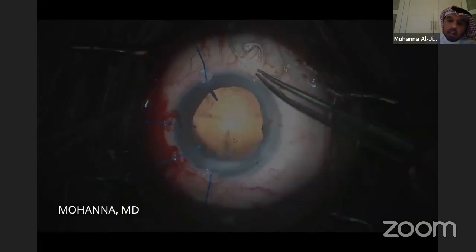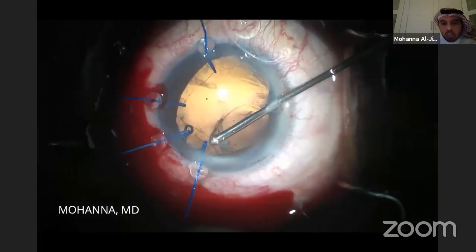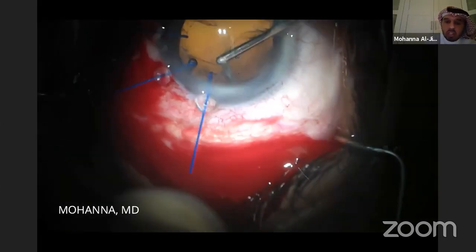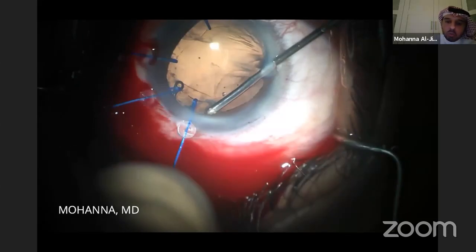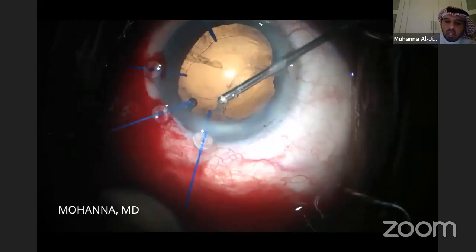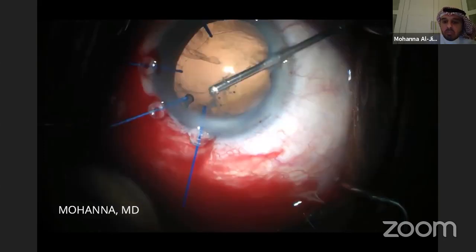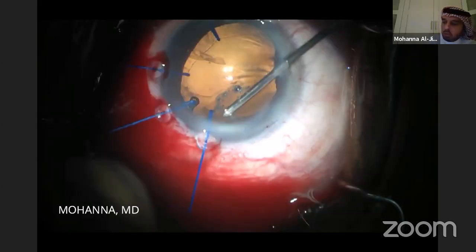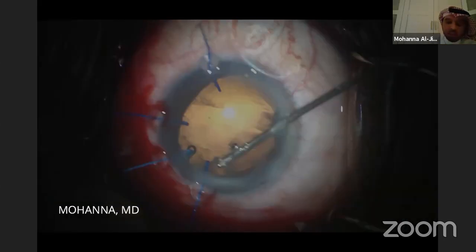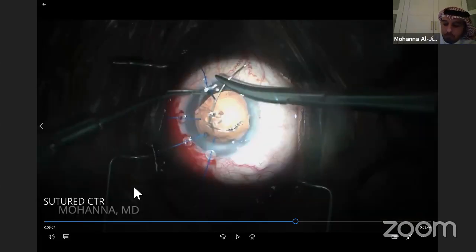And I elected to do a dry vitrectomy just to remove the area of the vitreous strand. I did not want to insert an irrigation, so as not to invite more vitreous into the anterior part of the eye. Any comment, Dr. Abdullah, regarding the vitrectomy at that time?